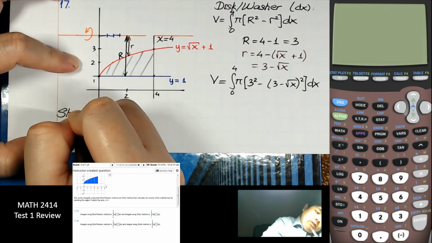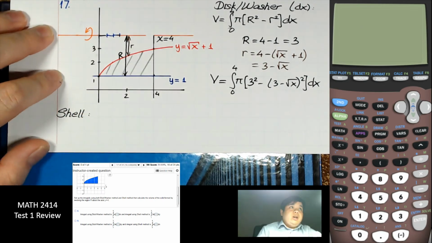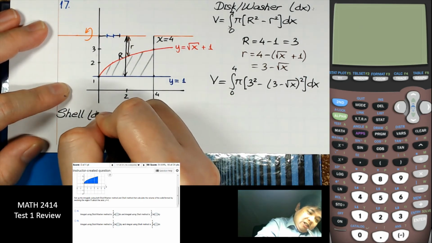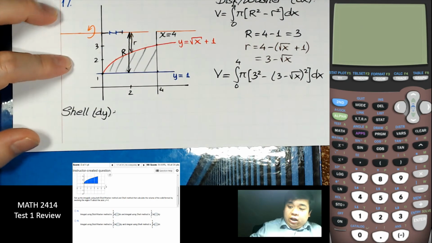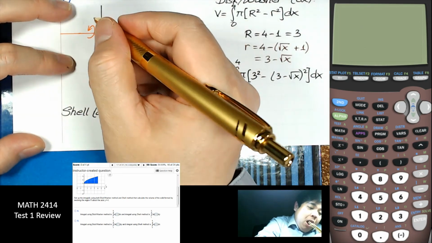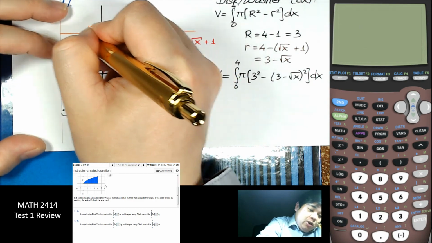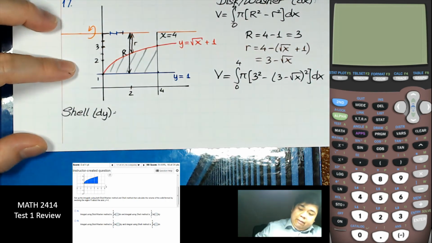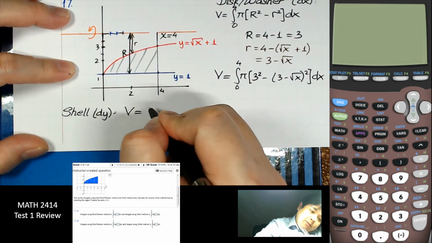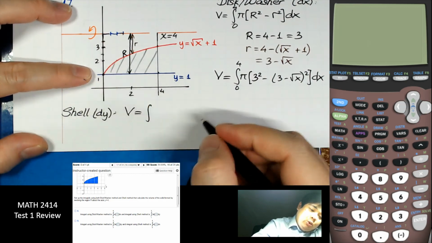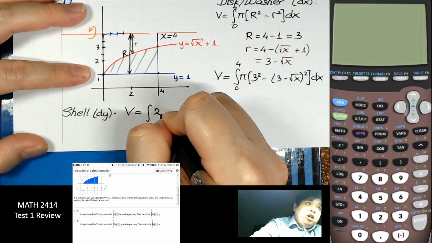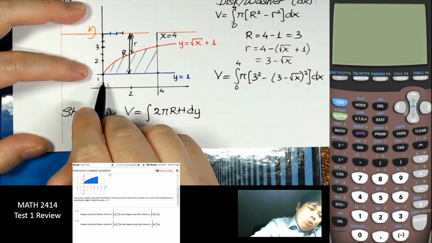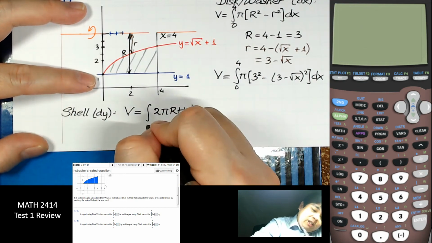Now go to shell. The shell method, if one of them is dx, the other one is dy. That's for sure. But the dy, I mean the shell, will be perpendicular to the axis of rotation. So axis of rotation is like that. So we go perpendicular, which is going to be dy. y goes from 1 to 3. That easy. So shell method, 2 pi big R times h and dy in this case, which y goes from 1 to 3.